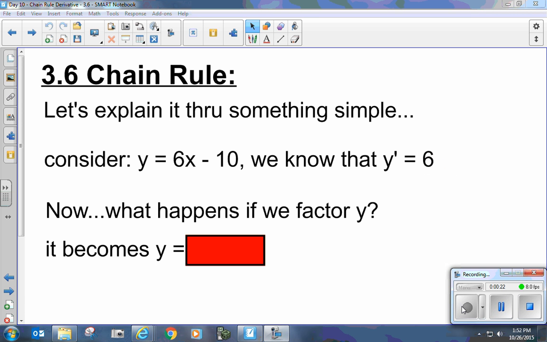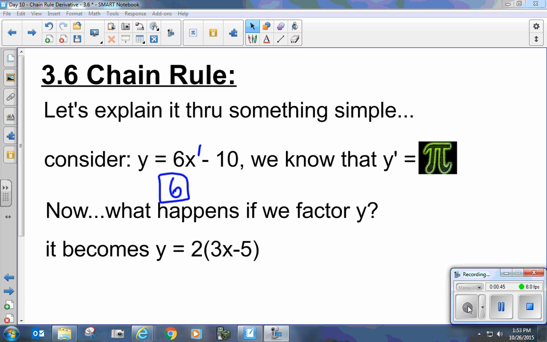Because if I do the chain rule here, and this is a 1, 1 times 6 is 6, that goes to 0, and any constant goes to 0. So we get 6. So now, what happens if we factor y, and y becomes 2 times 3x minus 5? What would happen? We're not multiplying things, right?